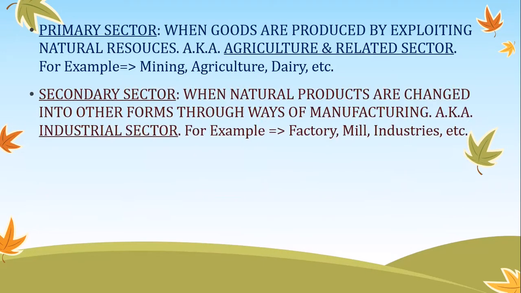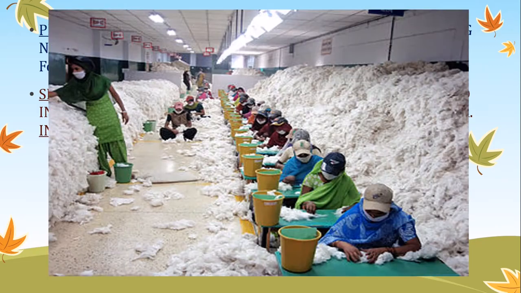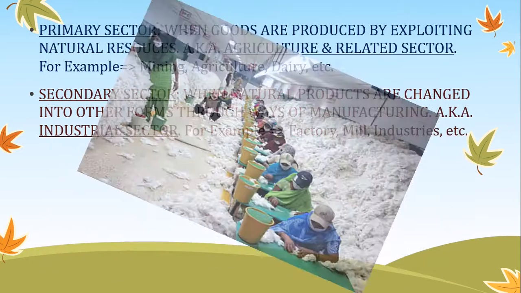Now, the secondary sector. When natural products are changed into other forms through ways of manufacturing, these activities come under the secondary sector. This sector is also known as industrial sector. For example, factory, mill, industries, etc. This is a picture showing activity lying under secondary sector.